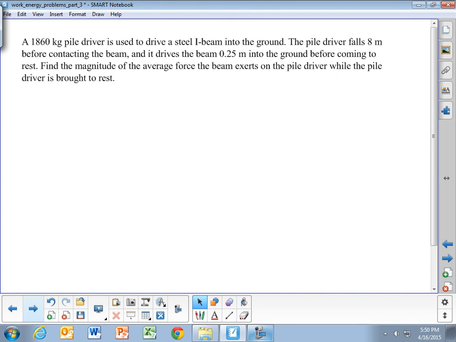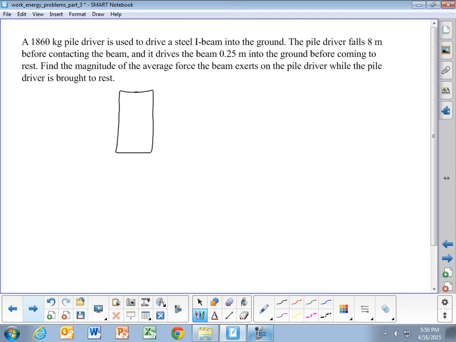This next problem looks a little bit complicated, but actually ends up being somewhat simple. So we have a 1,860 kilogram pile driver that's being dropped on a steel I-beam and trying to drive it into the ground. So that beam is sitting on the ground. The pile driver falls 8 meters before contacting the beam, and then pushes the beam 0.25 meters into the ground before coming to rest.